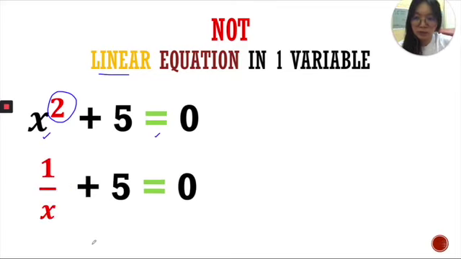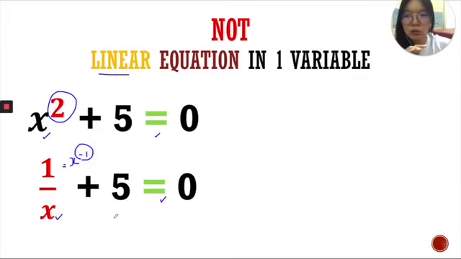How about this? 1 over x plus 5 equals 0. Check. One type of variable? Equation? But how about the power? Teacher, there is no power here. Something very new here. 1 over x is also equal to x to the power of negative 1. So this is not 1. So this is also not a linear equation in one variable because the power of x is equal to negative 1.